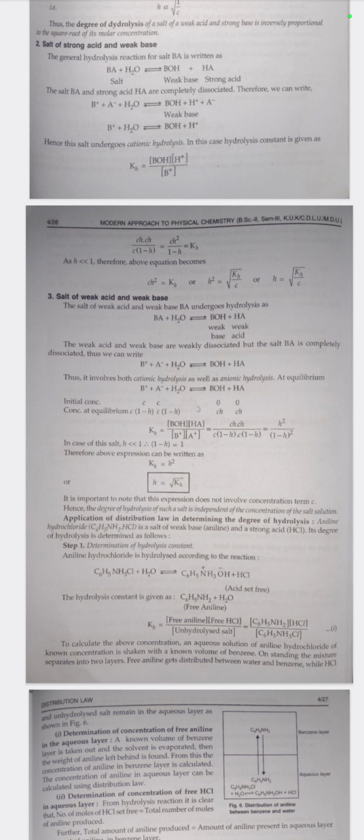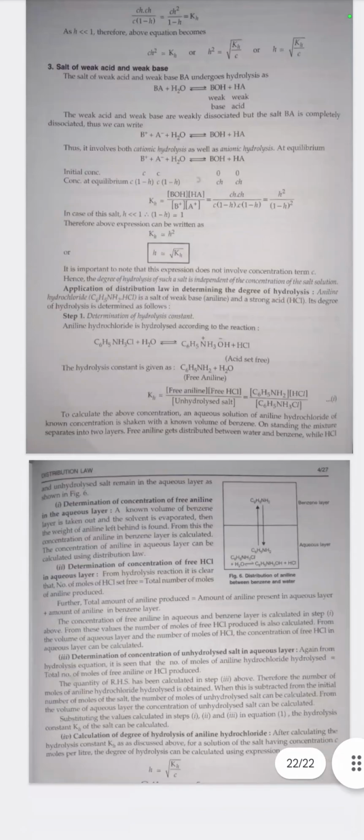To calculate the above concentrations, an aqueous solution of aniline hydrochloride of known concentration is taken with a known volume of benzene. On standing, the mixture separates into two layers. Free aniline gets distributed between water and benzene, while HCl and unhydrolyzed salt remain in the aqueous layer, as shown in the figure. First is determination of the concentration of free aniline. A known volume of benzene layer is taken out, the solvent is evaporated, then the weight of aniline left behind is found. From this, the concentration of aniline in the benzene layer is calculated. The concentration of aniline in the aqueous layer can be calculated using the distribution law.